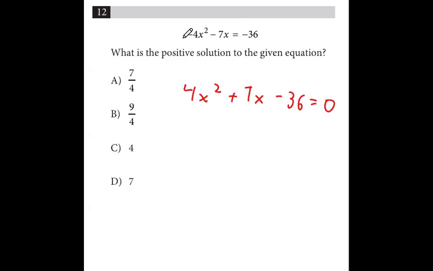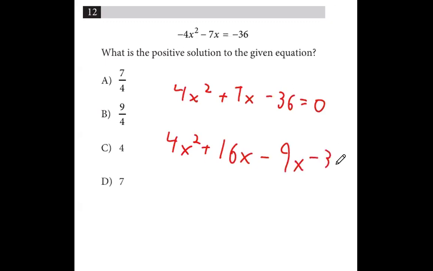So basically, I just took this and added all of this to the right side of the equation. And then we want to create a common factor. In this case, we have 4. So we need to make this into a common factor of 4. So we do 4x squared plus 16x minus... now we need to get back to 7. 16 minus what is 7? That would be 9. So we have 16x minus 9x, and we still have minus 36.